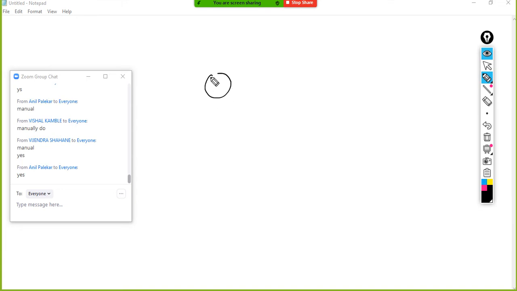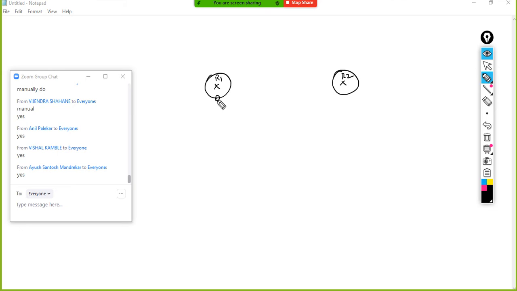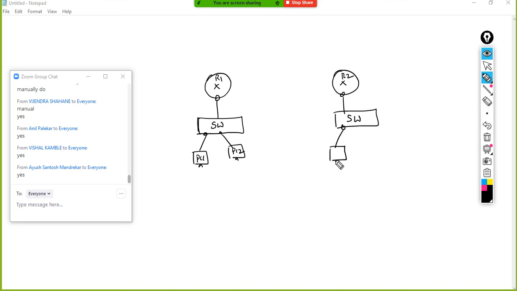Yeah, so let's say here, this is your router 1 and this is your router 2. And here, let's say we have a switch and we have a couple of computers over there. Everybody be ready, guys. We will do it in different ways. Yeah, not regular way. Okay. Now this is my topology, guys.